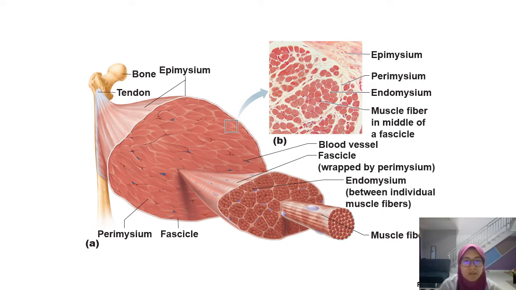Okay, now you can see here the epimysium is the outer layer. Okay, it wraps the whole muscle, and then the perimysium is the second layer. Okay, it wraps the fascicle. Fascicle means a bundle of muscle fibers. Okay, and then endomysium. We pull out one muscle fiber, so the endomysium wraps the muscle fiber. It means the endomysium is the innermost layer, yang paling dalam sekali.